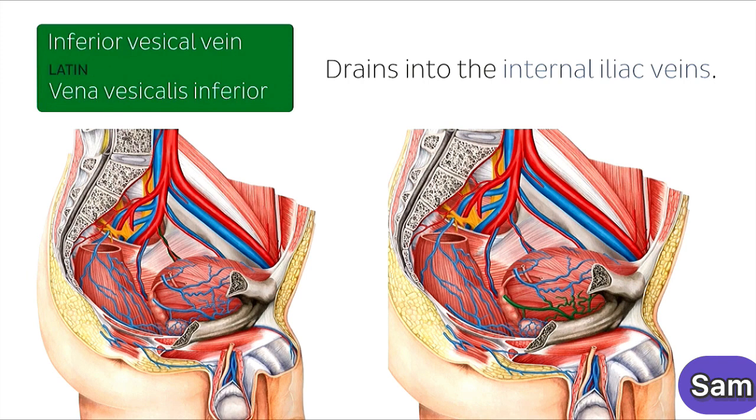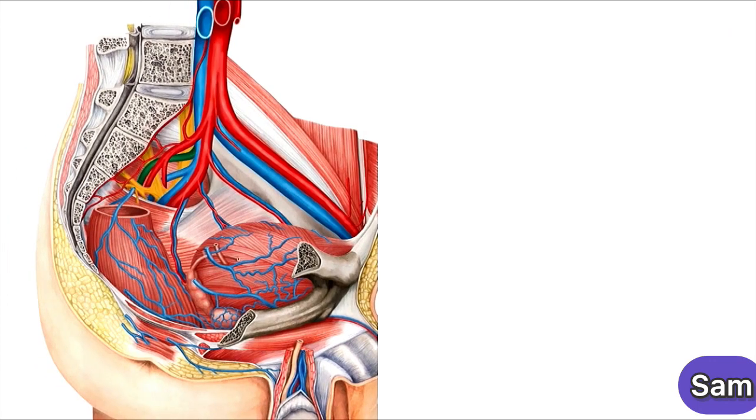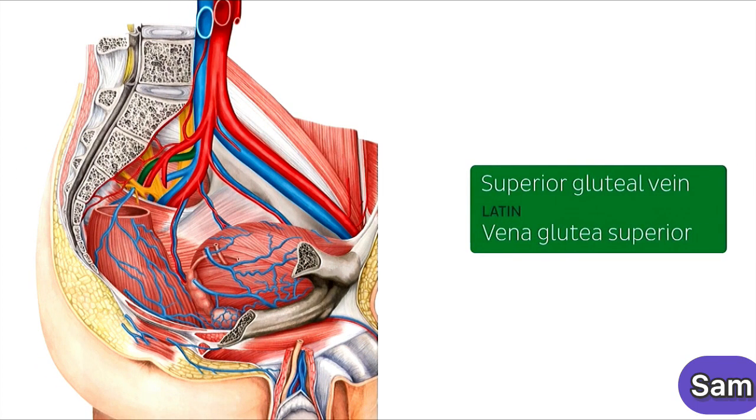And when we talk about the vesical veins, we are basically talking about the veins arising from the vesical venous plexus. Now, this plexus arises from the base of the bladder and communicates with the prostatic venous plexus in the male pelvis.